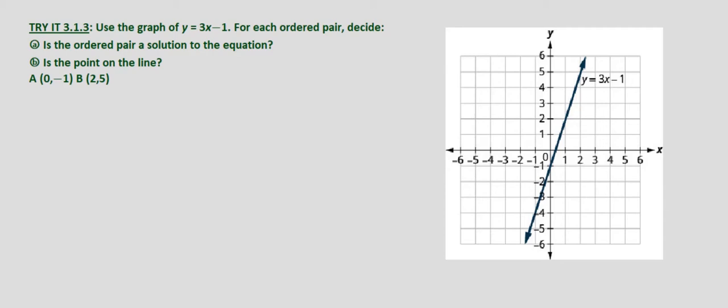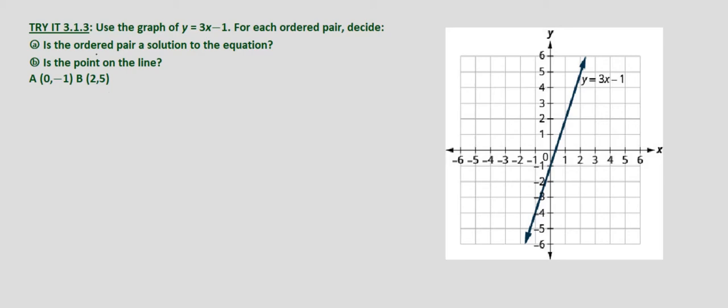So essentially with part B, we're mainly just verifying part A. Whether or not the ordered pair is a solution to the equation also determines is the point on the line. Now, if we end up with contradicting information, if we get a solution that isn't on the line, then we did something wrong. So with part A, or with point A, we're given 0, negative 1.